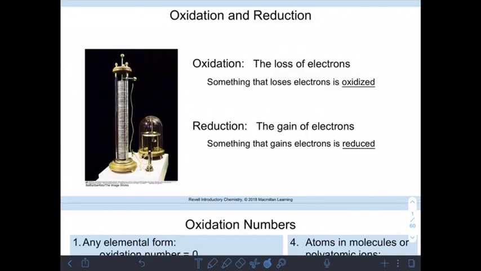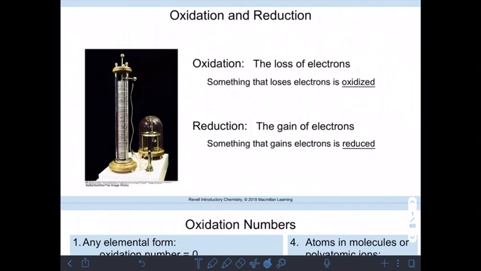Welcome to your video on chapter 14. Chapter 14 is all about oxidation and reduction. Basically, this is your lesson on electrochemistry. And electrochemistry is a branch of chemistry that many people find very confusing. However, it is integral to our daily lives.